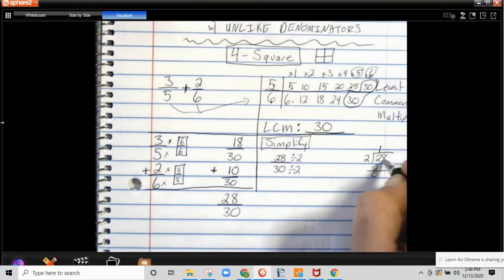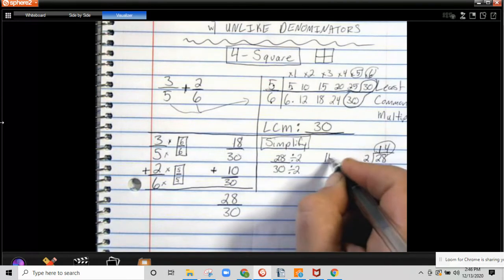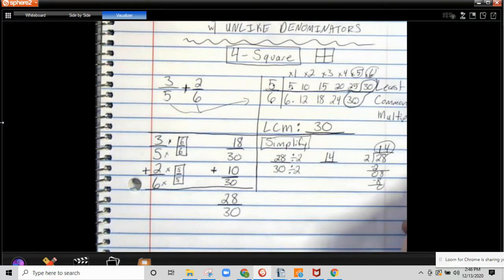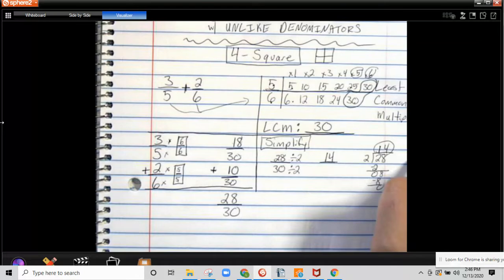Now 2 is going to go into 8 4 times. So 28 divided by 2 is going to equal 14. Now what about the 30?